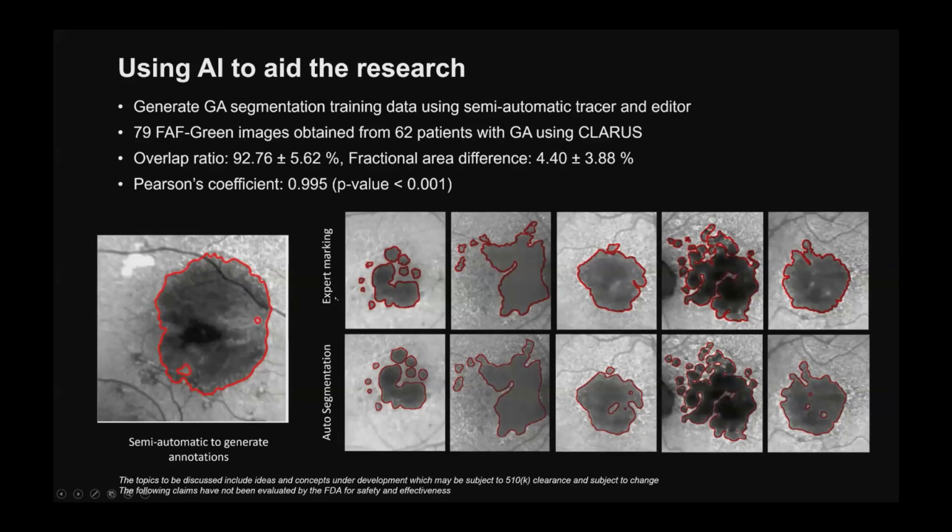When we look into quantitative results, we got an overlap ratio of 92.76% plus or minus 5.62%. There is a fractional area difference of about 4.4%. Pearson's coefficient for this algorithm is about 0.995, which is the state of the art for geographic atrophy segmentation.